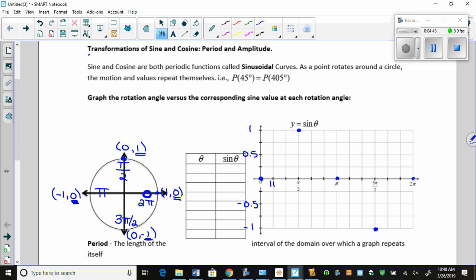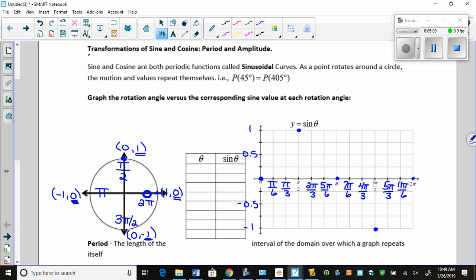So this would be pi over 6. This would be 2 pi over 6 or pi over 3. 3 pi over 6 or pi over 2. 4 pi over 6 or 2 pi over 3. 5 pi over 6. 6 pi over 6, which is pi. 7 pi over 6. 8 pi over 6, which is 4 pi over 3. 9 pi over 6, which is 3 pi over 2. 10 pi over 6, which is 5 pi over 3. 11 pi over 6. 12 pi over 6, which is 2 pi.